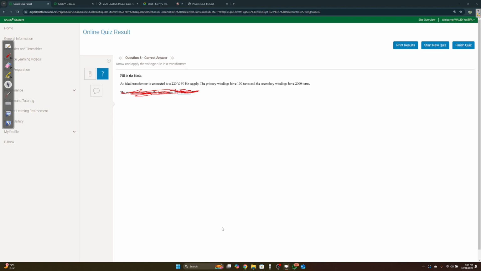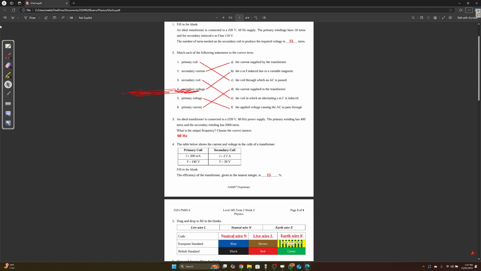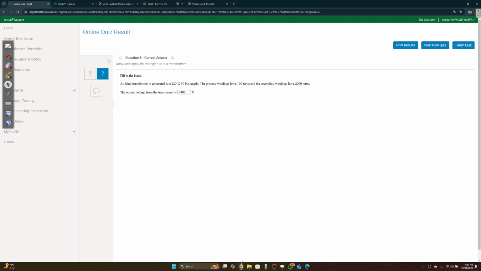I think it's here. Wait, let me open it. Yeah, over here. An ideal transformer is connected to 220 volts, 60 hertz. So in the exam, they asked what is the frequency, and what you should know about the frequency of the transformer is that it is never changed. So if they ask for frequency, it stays the same.